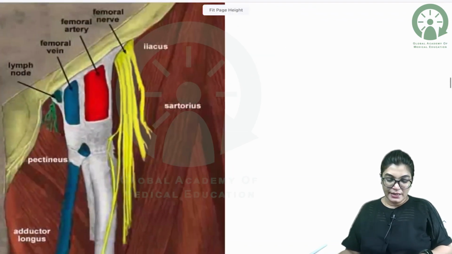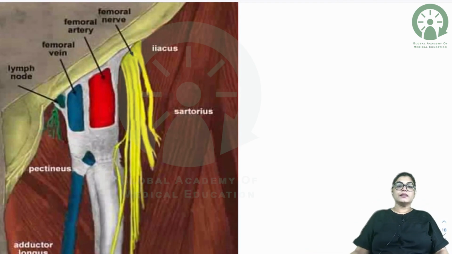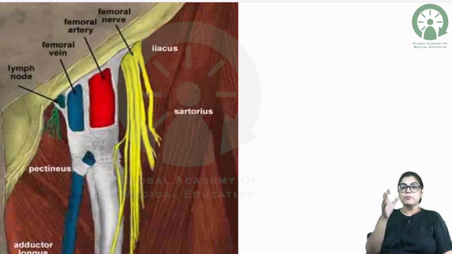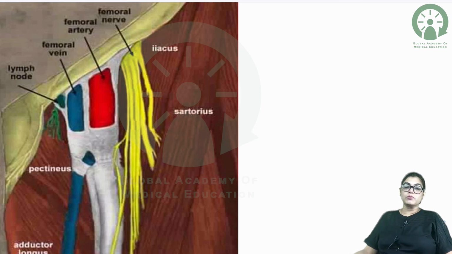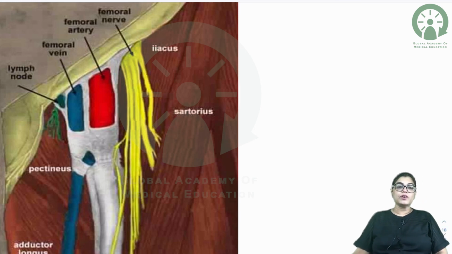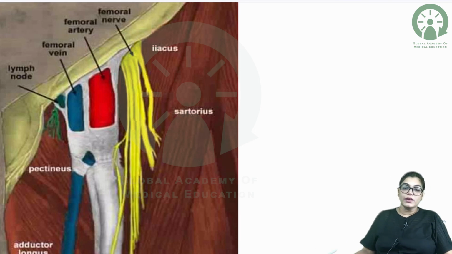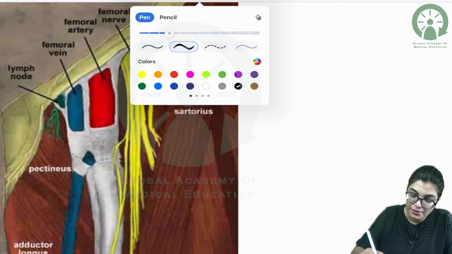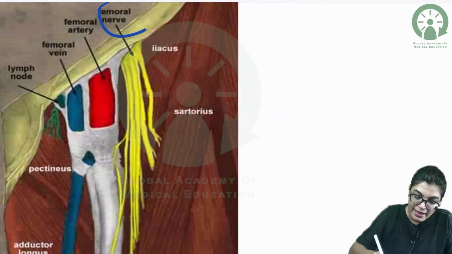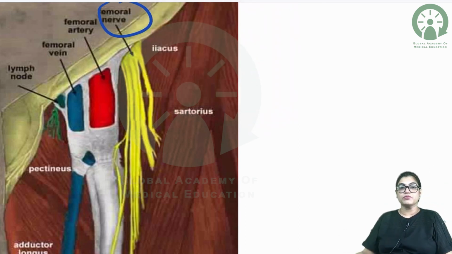Now, again this is an image in which you can see there is a white sheath which is covering the femoral artery and vein. Actually, the upper or the proximal part of femoral artery and vein, so we can say the proximal 3 to 4 centimeters of the femoral vessels, is covered by a modification of deep fascia which is called as femoral sheath. Now, here in this diagram you can clearly appreciate that femoral nerve is lying outside the sheath. Femoral nerve is lying outside the femoral sheath.